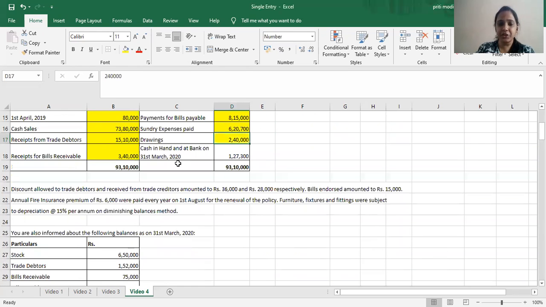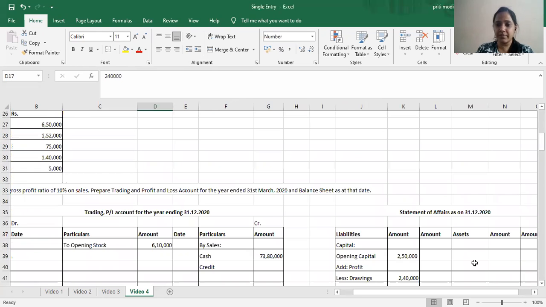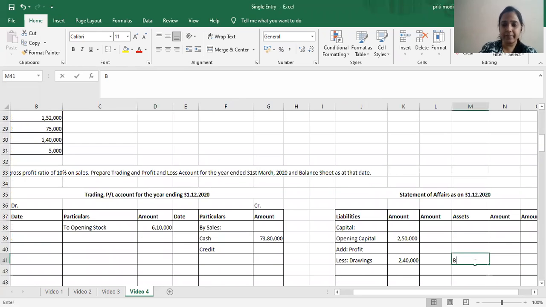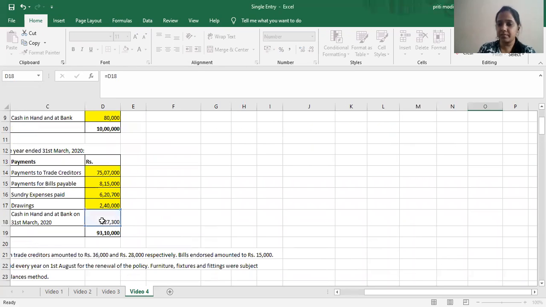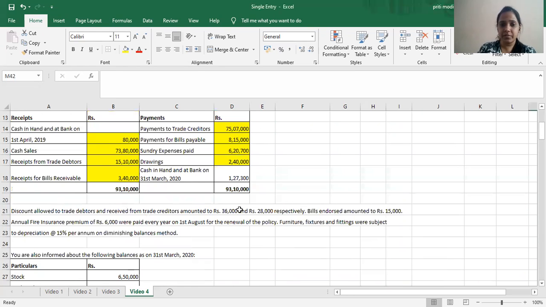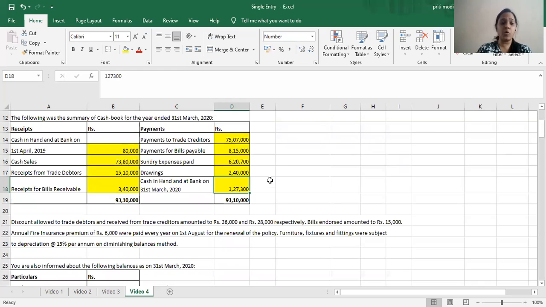Then we have cash in hand and at bank. The closing balance is given and the closing balance goes to our balance sheet. So I'm writing it over here, bank. In the outside column, the bank figure is given, 127,300. So till now, opening balance sheet we have posted once and cash book we have posted once because one aspect is already done. Discount allowed to trade debtors and receipts from trade creditors amounted to 36,000 and 28,000.